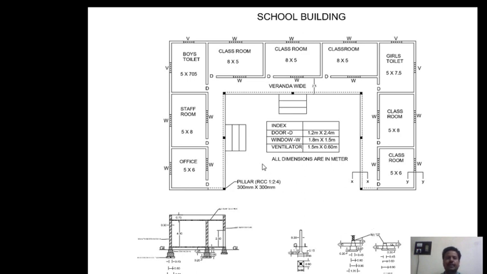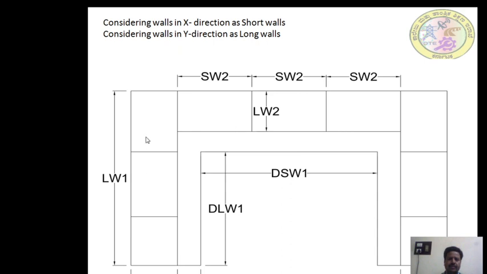Let us start with how to consider which is long wall and which is short wall. In this drawing, I consider the vertical walls as long walls and the horizontal walls as short walls. So this plan is drawn as a single line diagram. So this is the LW1 line, similar to this one and this one and this one.